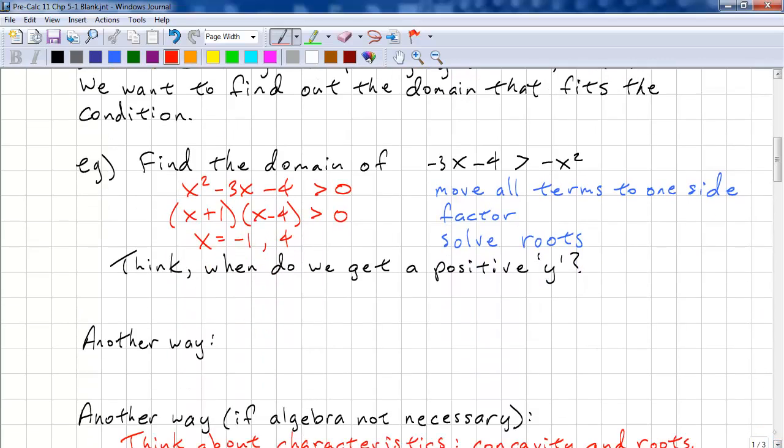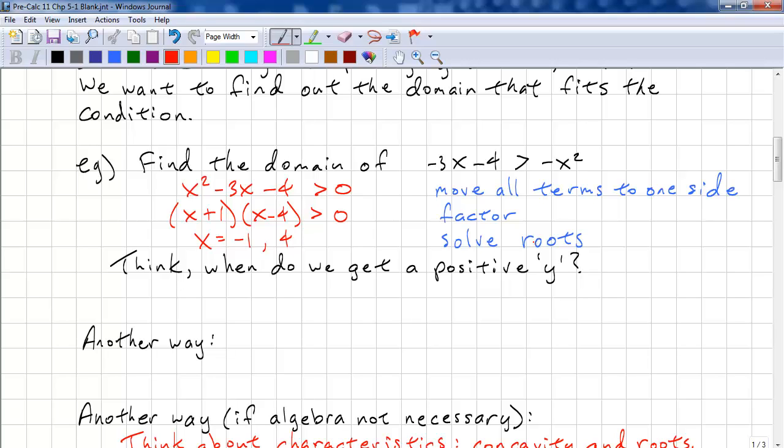So here's an example. Find the domain of minus 3x minus 4 is greater than negative x squared. And we're going to do stuff that you've already seen before. x squared minus 3x minus 4 is greater than 0. We're moving the x squared over to the other side. We factor, and we solve. x is equal to negative 1 or x is equal to 4. So we solve for the roots.